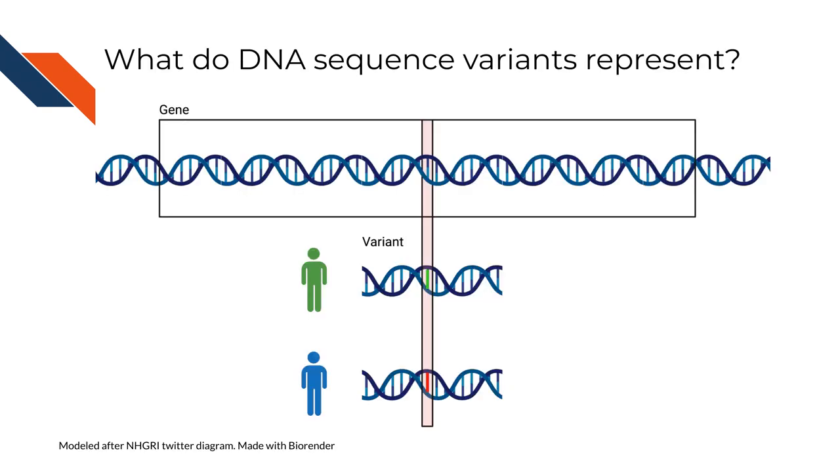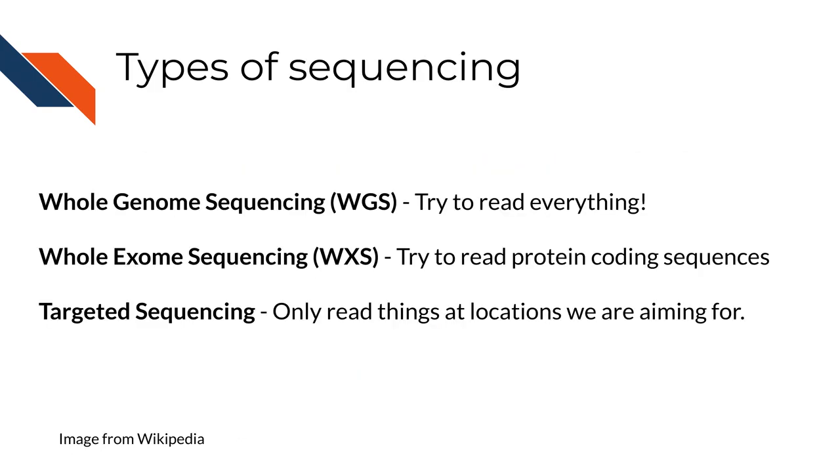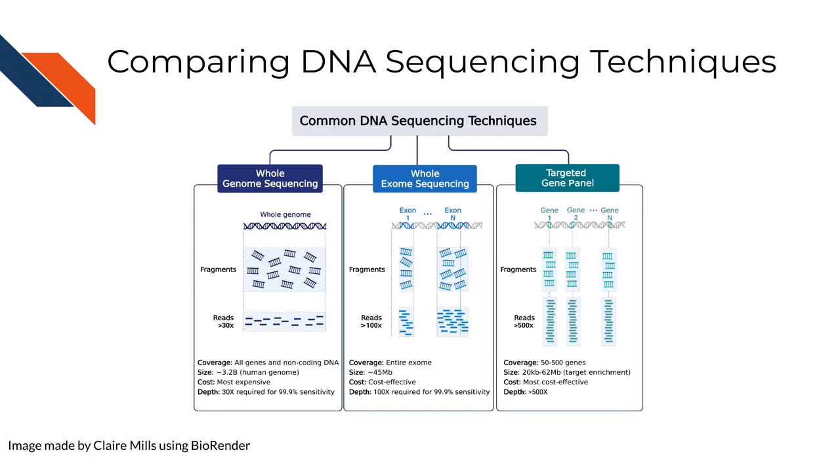The goal of DNA sequence analyses then is usually to identify DNA variants on a genome-wide level. This is usually done by comparing DNA sequences to a reference genome. Types of sequencing: whole genome sequencing tries to read everything. Whole exome sequencing tries to read protein coding sequences. Targeted sequencing only reads things at locations we are aiming for. Comparing these to other sequencing modalities.